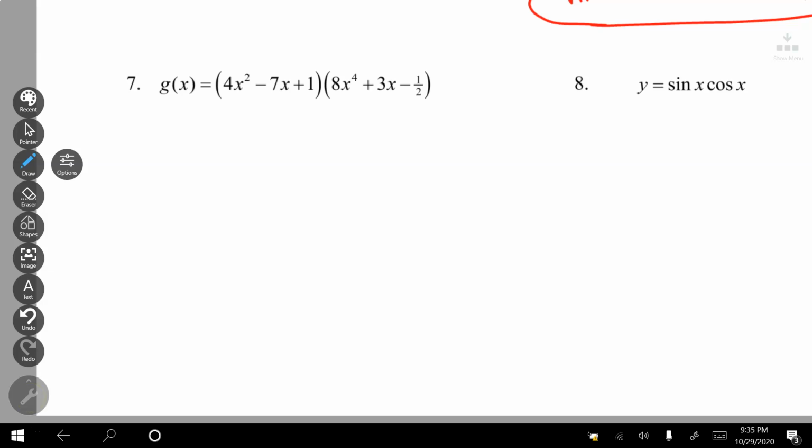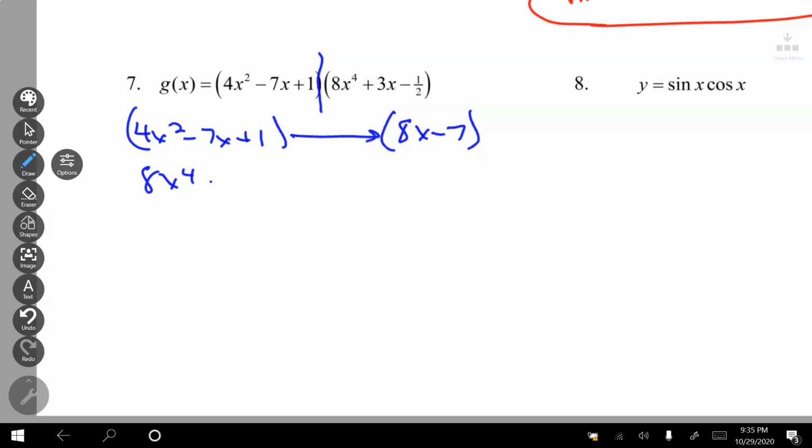Well, this one I might need a little bit of room for, but it's very easy to see. I have 4x squared minus 7x plus 1, parentheses around it. Its derivative is 8x minus 7. Please put parentheses around it. The other function is 8x to the 4th plus 3x minus a half, parentheses. Its derivative is going to be 32x to the third plus 3. Two terms here needs parentheses.